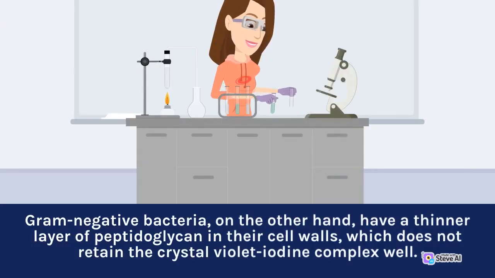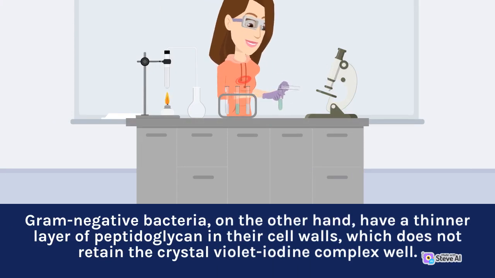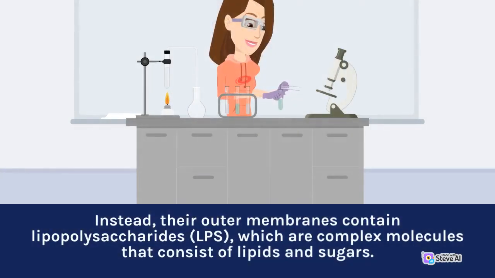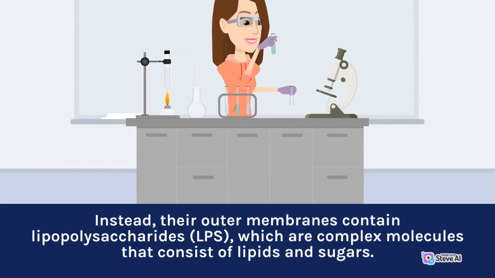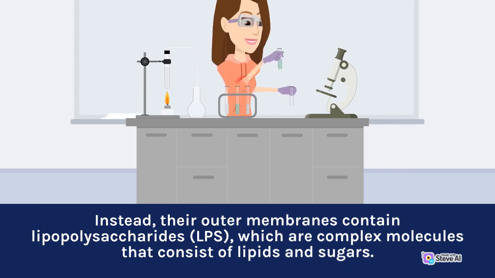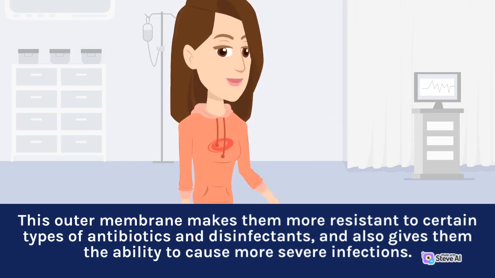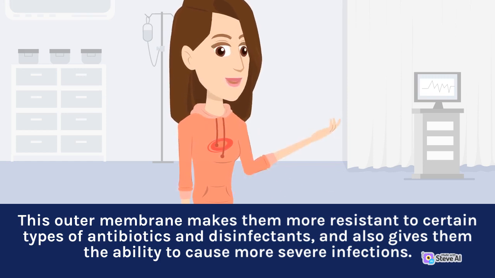Gram-negative bacteria, on the other hand, have a thinner layer of peptidoglycan in their cell walls, which does not retain the crystal violet iodine complex. Instead, their outer membranes contain lipopolysaccharides, LPS, which are complex molecules that consist of lipids and sugar. This outer membrane makes them more resistant to certain types of antibiotics and disinfectants, and also gives them the ability to cause more severe disease.